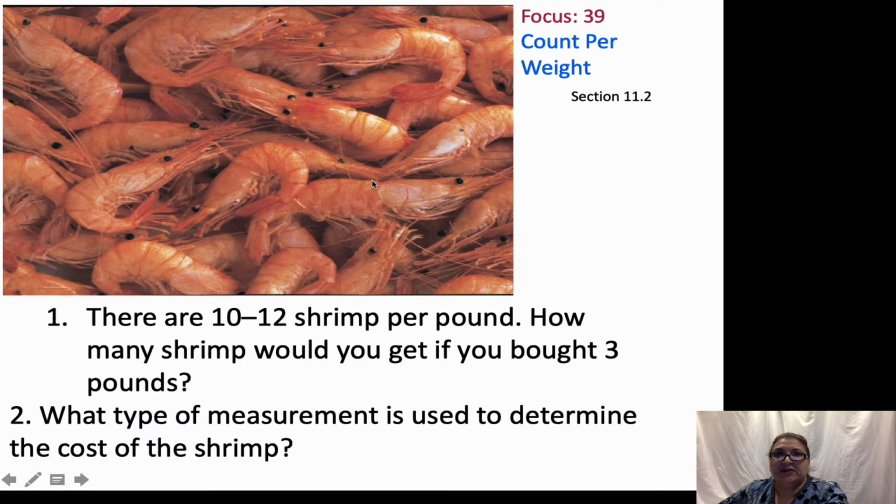Your focus is not so bad if you bought 10 to 12 shrimps. I'm sorry, if you bought 3 pounds and there's 10 to 12 shrimps per pound, how many shrimps would you get? That's not so bad. Just multiply by 3 here, so 30 to 36. And what type of measurement determines the cost? Probably per pound.